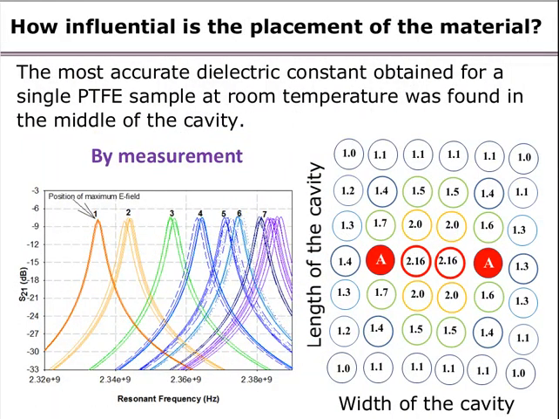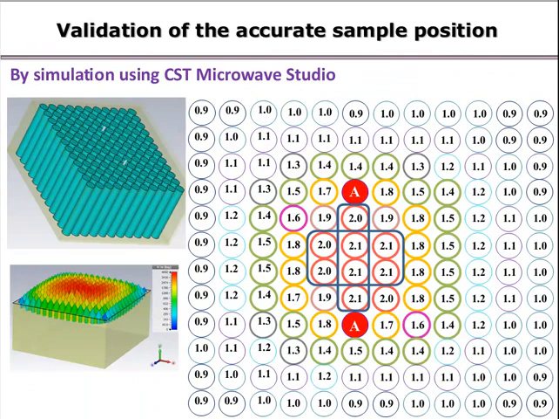One of the primary requirements for accurate dielectric property measurement using cavity perturbation method is to place the sample in a region of a uniform and maximum electric field inside the cavity. This position was verified by using a single PTFE rod sample to obtain the field distribution inside the cavity by measurement. The most accurate dielectric constant for this single generic PTFE rod sample was obtained when the sample was placed at the center of the cavity. This accurate position for the dielectric placement was also validated by simulation using CST Microwave Studio.